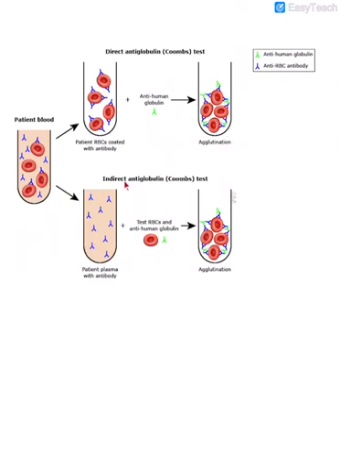On the other hand, with the indirect Coombs test, you only take the patient's serum, the patient's plasma with antibodies, and then add RBCs. So this is the blood sample, this is just the serum sample, and then the same test is followed. That's the difference between Coombs direct positive and indirect positive, whatever it is. Coombs positive means you have antibodies against the RBCs.